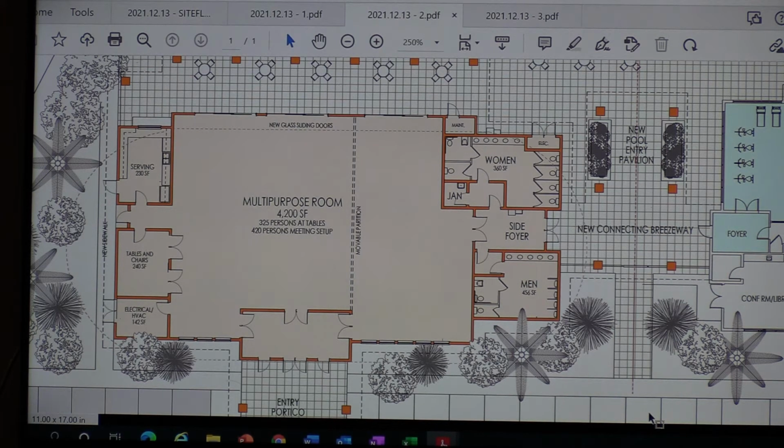And part of the reason why the board did not want to be part of the bond is because we did not want to have residents from the outside come and use the property here. So by the association taking out a loan and building it, then it stays as just a Stony Brook facility.